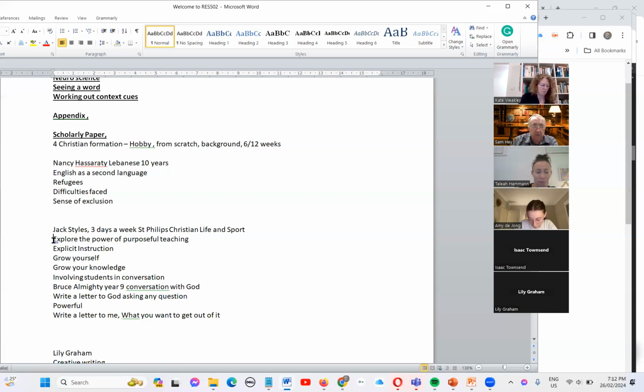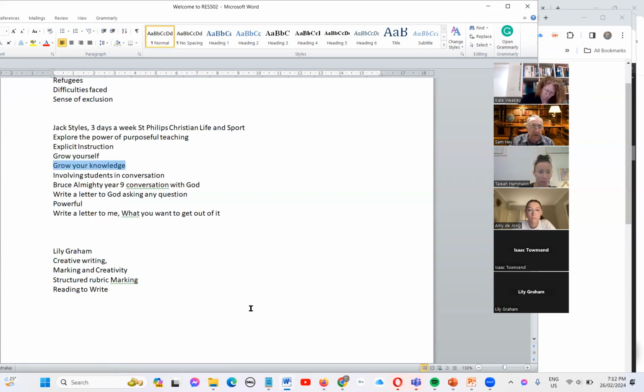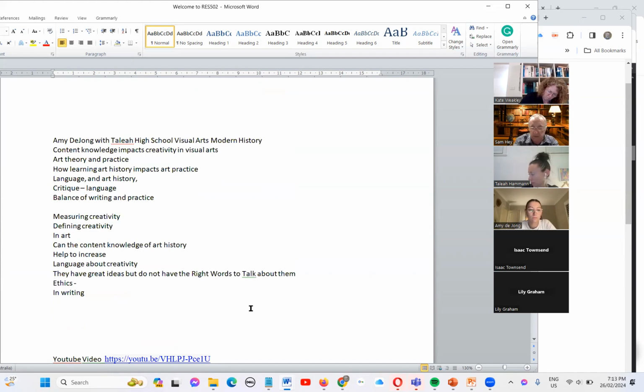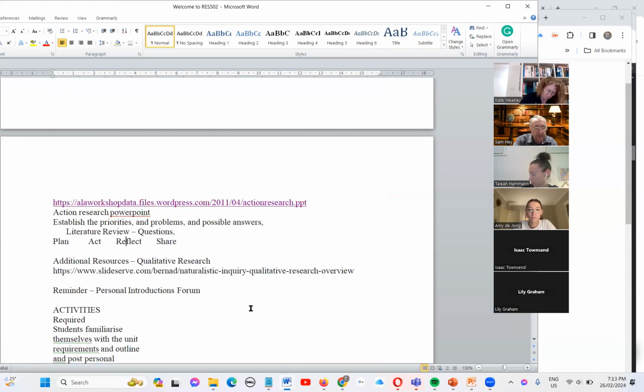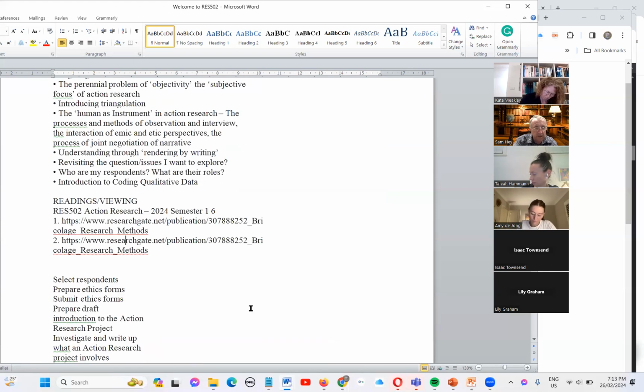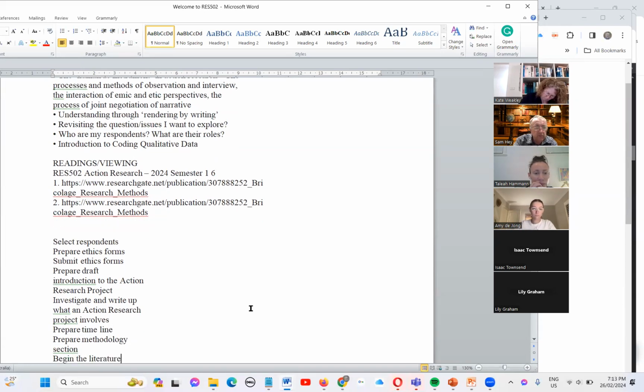That sounds great. I really like that title, Exploring the Power of Purposeful Teaching. And as an active research task, you could share with them, this is what you see, explicit instruction, growing yourself, growing your knowledge. And then you'd ask for feedback from them, this qualitative feedback, and you would say, and now what does this mean to you? And they could write it down as you say. So I think that would be very, very valuable. I think there's plenty there to explore, and I think that will go very, very well. Wonderful. I think you will do very well with that.